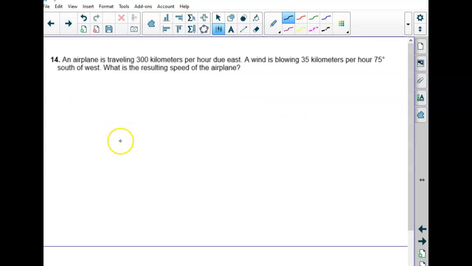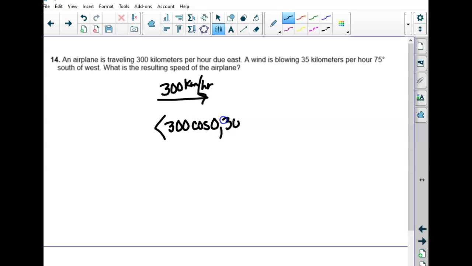All right, these are wind problems. I do hereby solemnly swear I did not put an exact wind problem on the quiz, though this one is not real difficult. 300 kilometers per hour due east. What would that mean? Here's your vector, so what are we going to type? Angle? Anybody? Angle for due east? Cosine of 0, sine of 0.